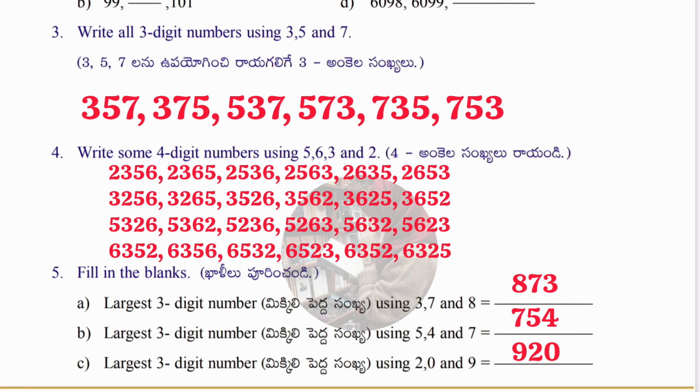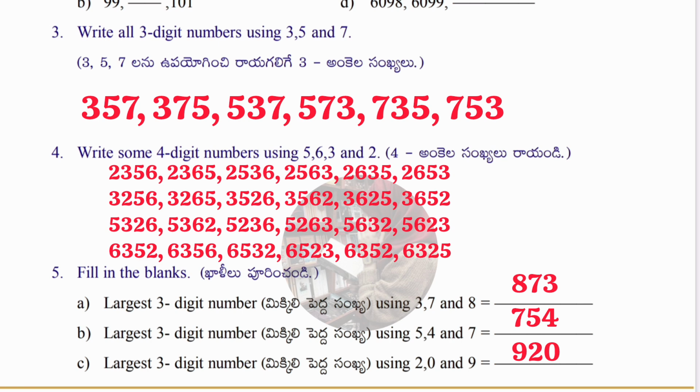Let's see the next Roman, which is fill in the blanks. So here the first one is: largest 3-digit number using 378. Of course we can write the largest number among these three. So 8 is the biggest number, that's why 8 will come first, then 7, then 3. So the number is 873. Like that, second one, largest 3-digit number using 547.